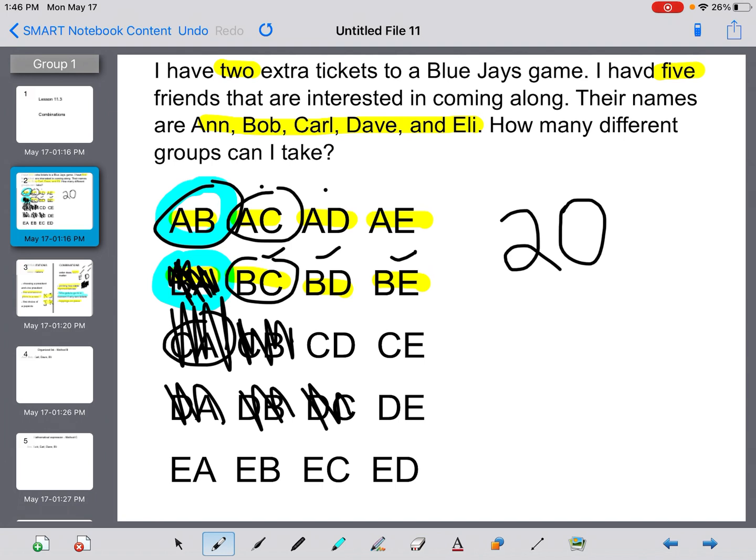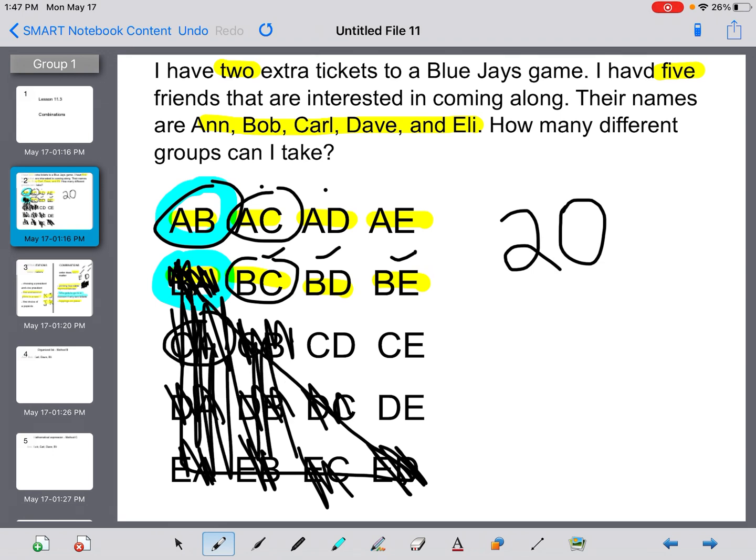Then I can keep going to Eli. Eli already went with Ann. Eli already went with Bob. Eli already went with Carl. And Eli already went with Dave. So really, you'll notice it's just this handy bottom triangle. Those are all the doubles, okay?